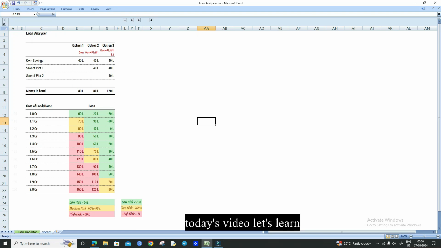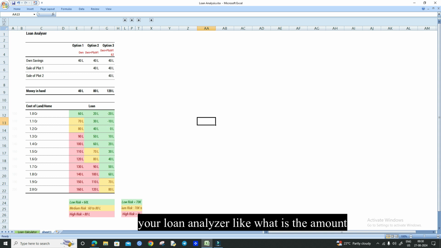In today's video, let's learn your loan analyzer, like what is the amount of loan that you need to take, considering you have your own money or you have a couple of plots that you want to sell and generate that money. What is the amount that you have to take as a loan, considering you're buying a plot of land or going for a flat or any other option?